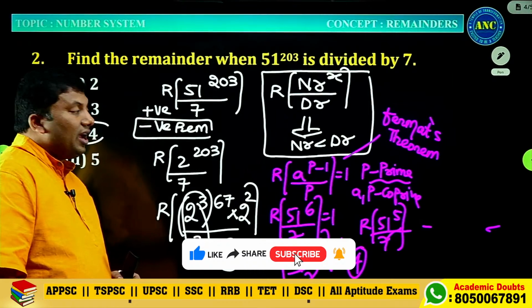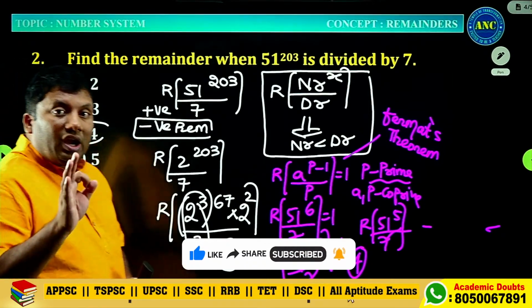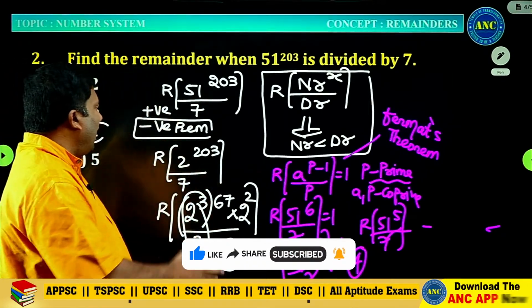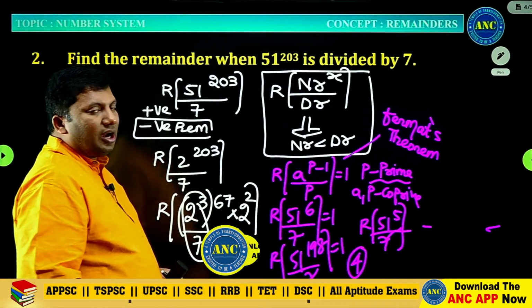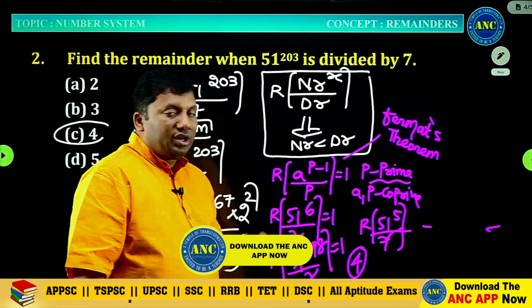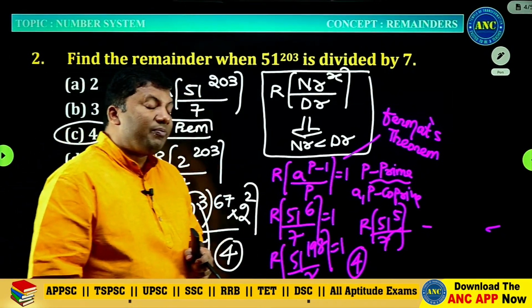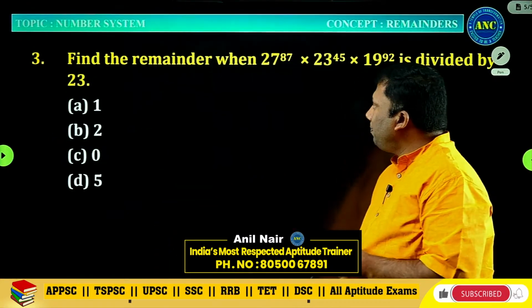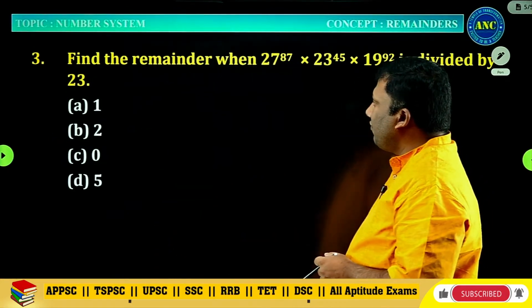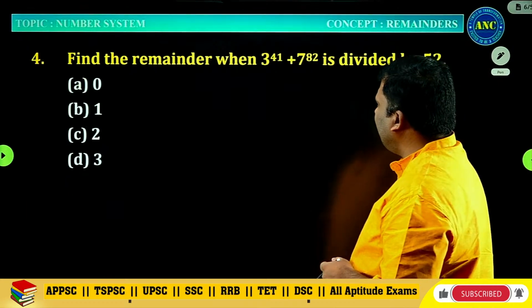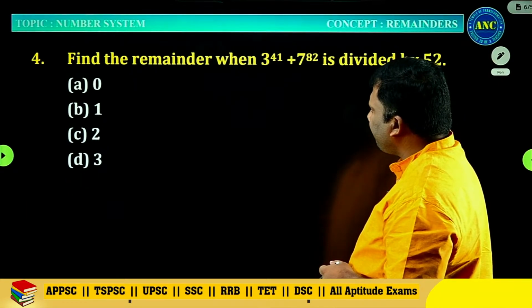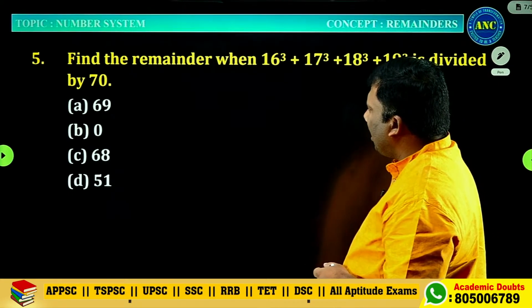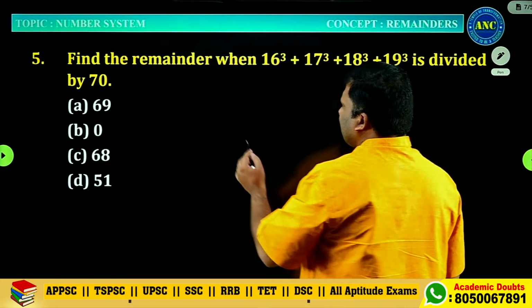I hope the idea is clear. When the denominator is a prime number, either you can use positive or negative remainder, or you can use Fermat's theorem. For certain problems, Fermat's theorem will help us solve very easily. Now see here, sir. I think this question you can solve, right, sir?